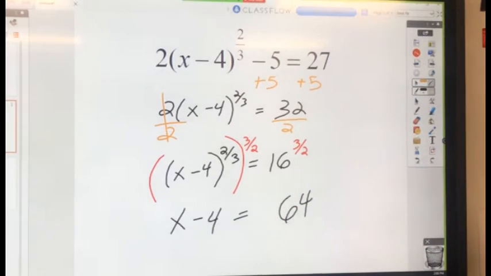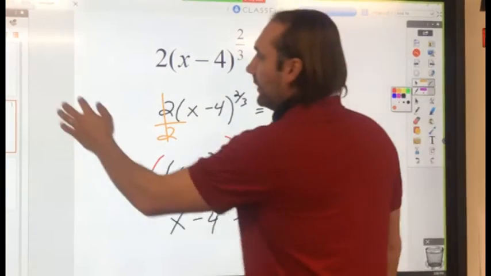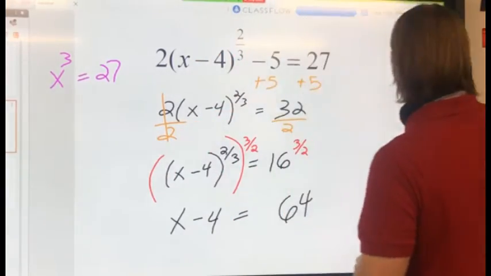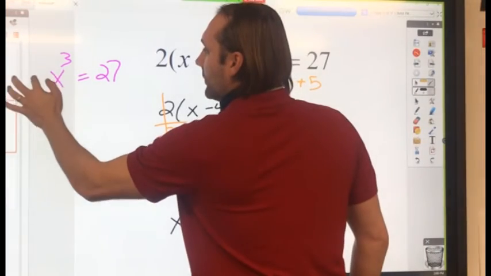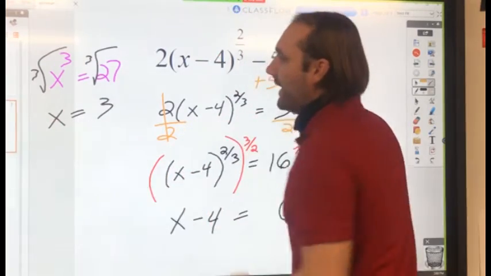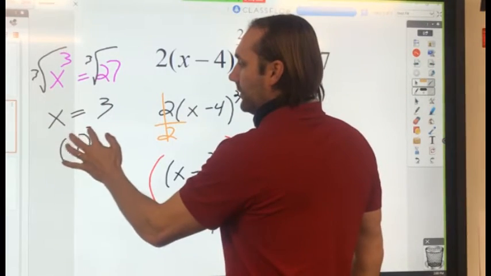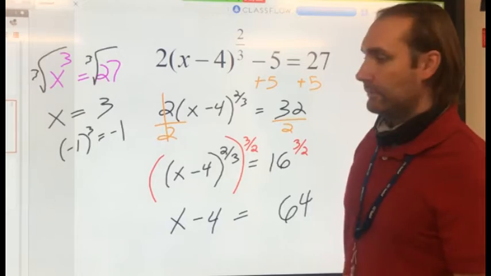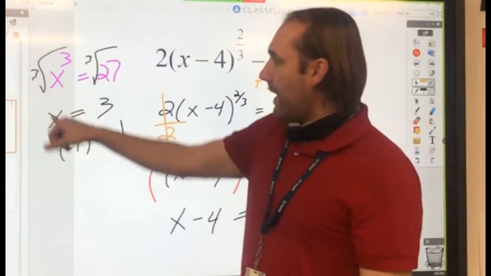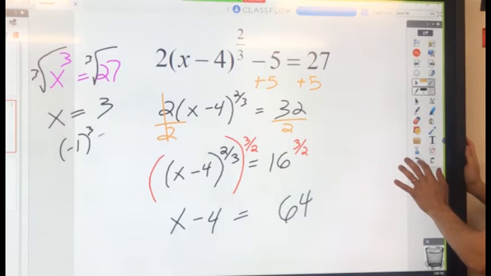And pause. Now, when we looked at x cubed equals 27, and I wanted to solve this by taking the cube root of both sides, x equals 3. I do not have to worry about a plus minus here, because negative 1 cubed comes out as negative 1. Negative 1 times negative 1 is positive 1, times negative 1 is negative 1. So with anything with an odd power or an odd root, you don't have to worry about plus minus, you don't have to worry about extraneous solutions.